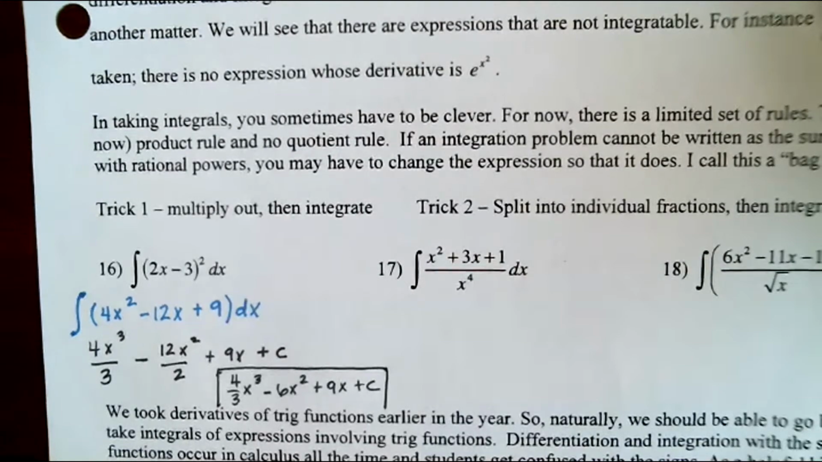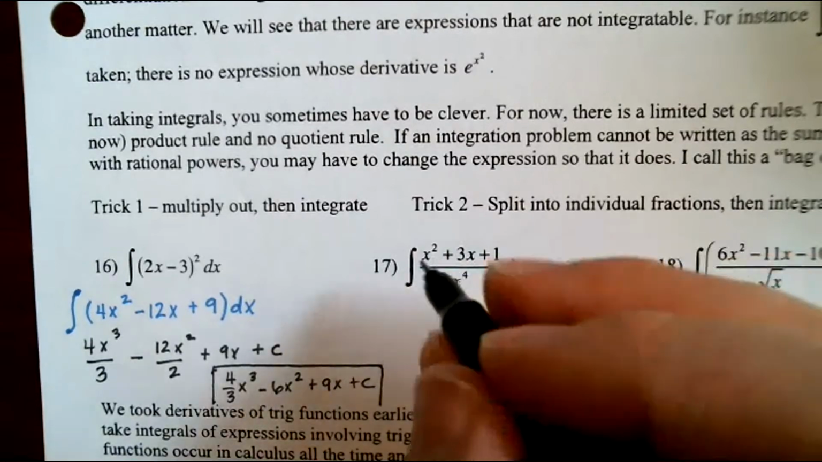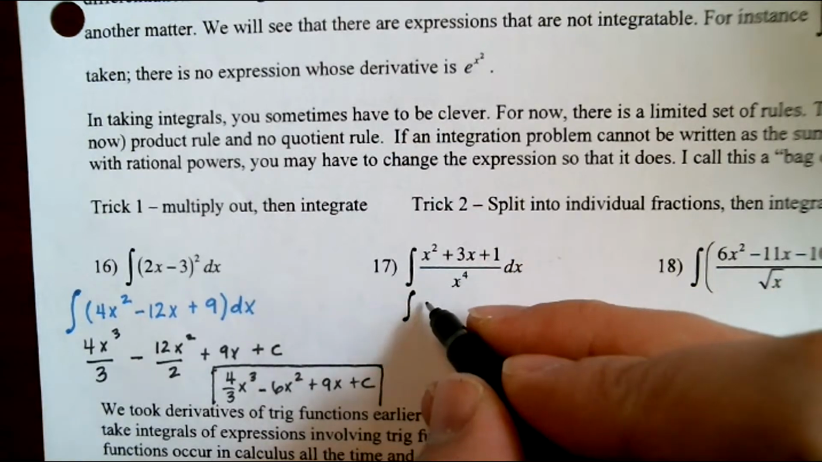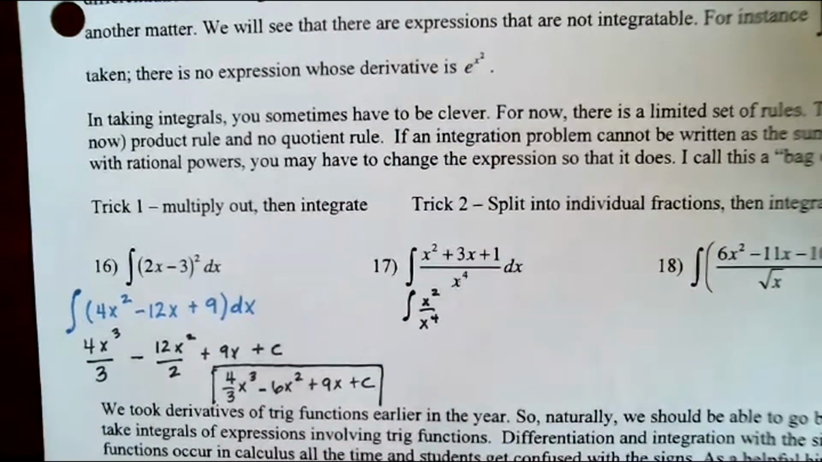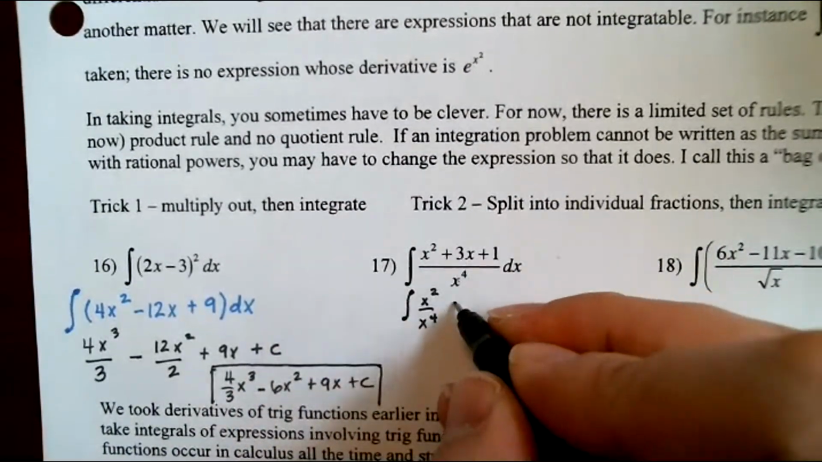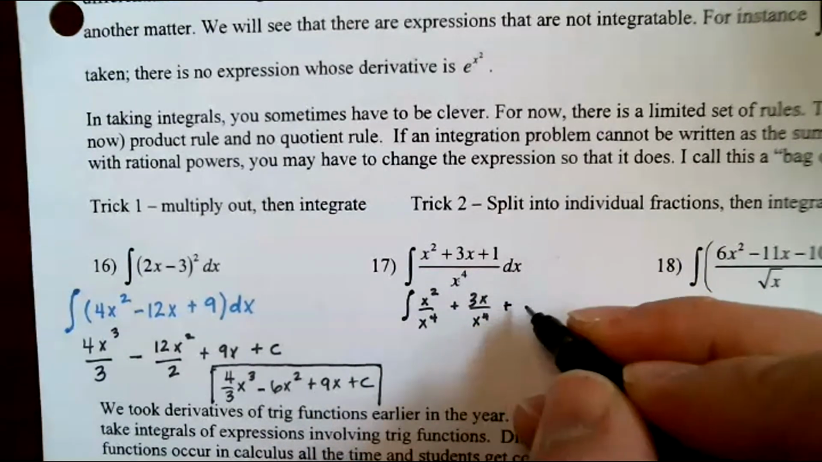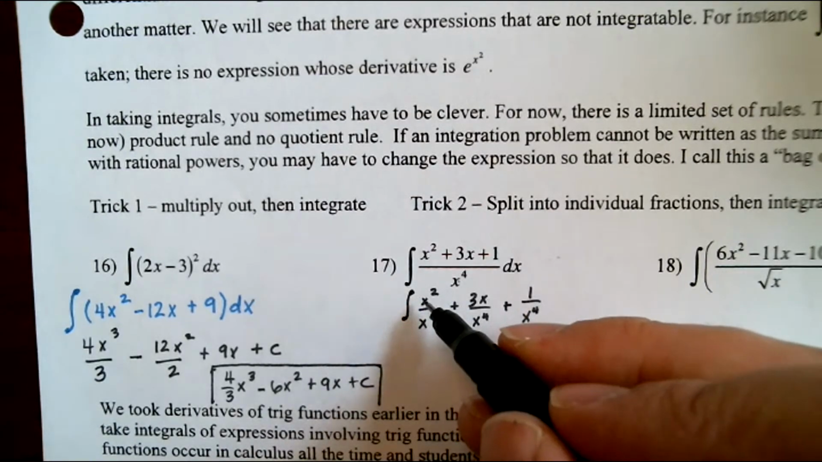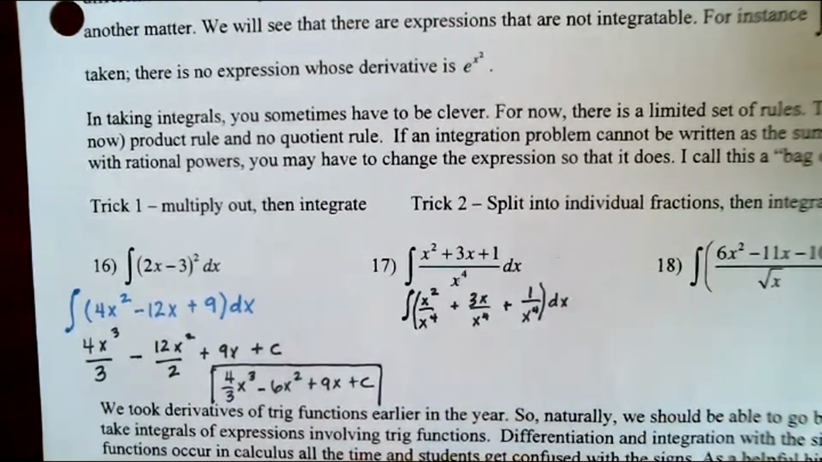All right, going to that next one, 17. Again, I don't have a quotient rule, so I just got to write each one of these over the denominator. X squared over x to the 4th plus 3x over x to the 4th plus 1 over x to the 4th. And all that's with respect to x.